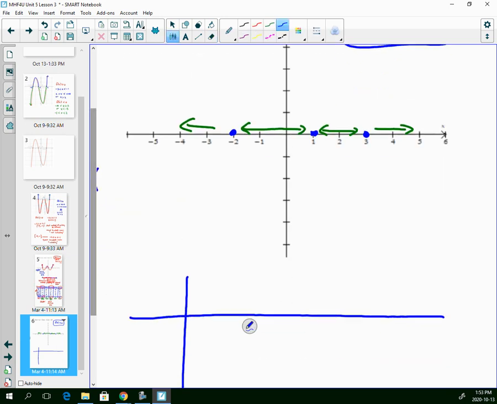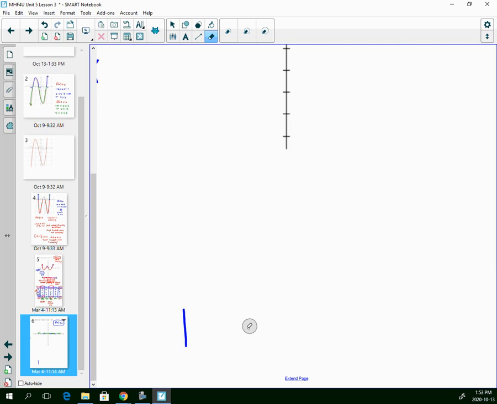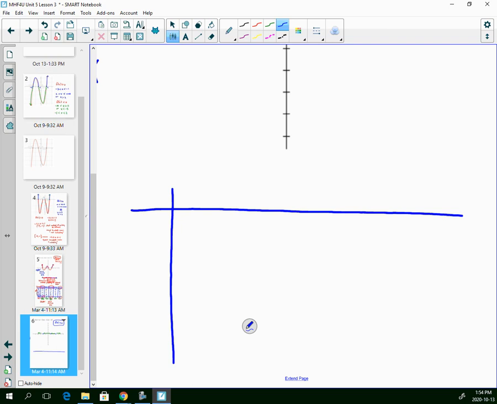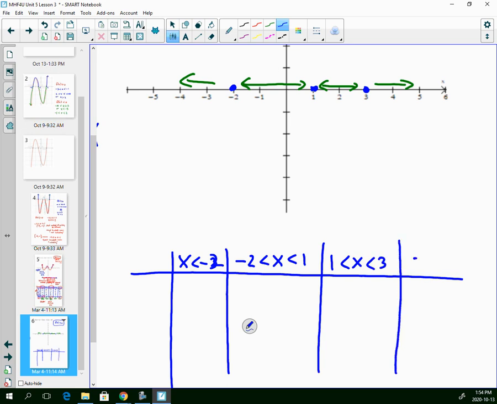So I'm going to write those in my table here. I'm going to give myself a little bit more room, since I have a few intervals. Okay, so I want to know to the left of -2, my bad, -2, between -2 and 1, between 1 and 3, and then to the right, or greater than 3. Those are the intervals I want to check.